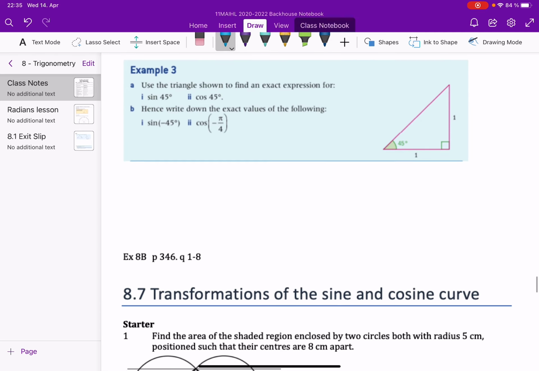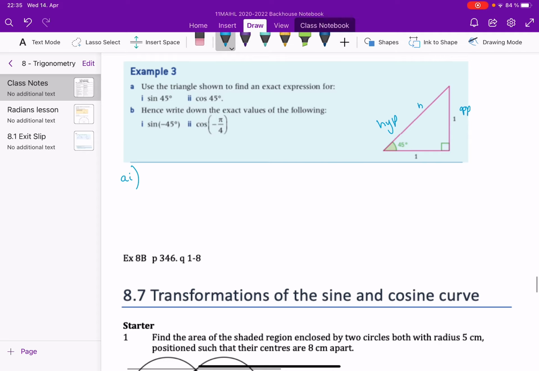Moving on then, question 3, use the triangle shown to find an exact expression for sine 45 degrees. So we've got a right angle triangle with a 45 degree angle. If I'm after the sine of that, I'm going to think about the opposite over the hypotenuse. Oh, hang on, what's the length of the hypotenuse? I guess I've got to do Pythagoras' theorem to find that. Let's call it h for hypotenuse. So it would be 1 squared plus 1 squared equals h squared.